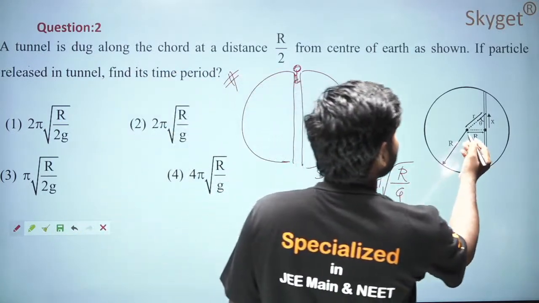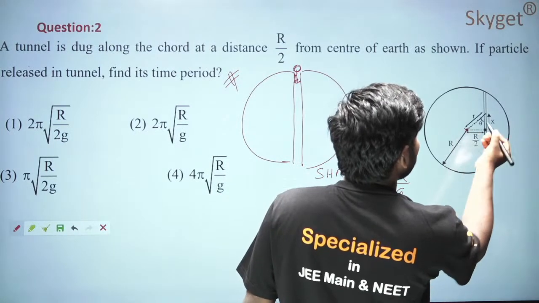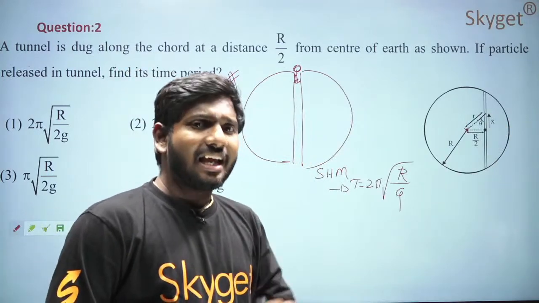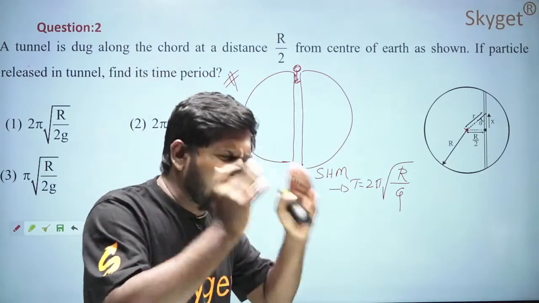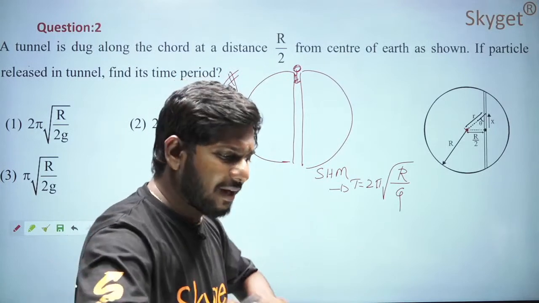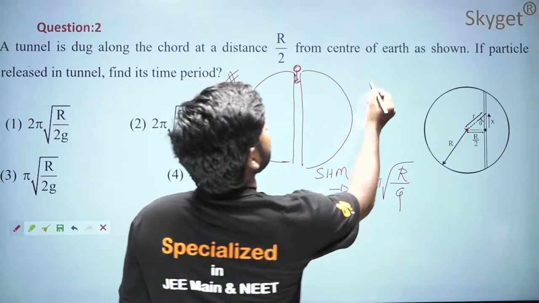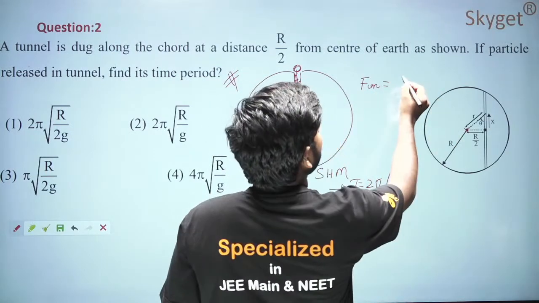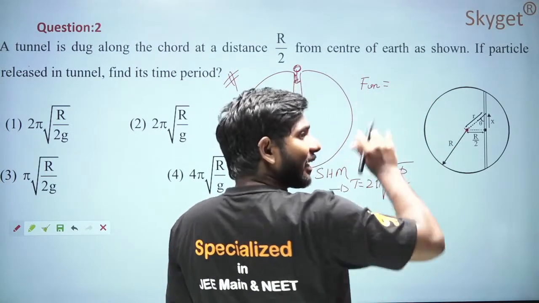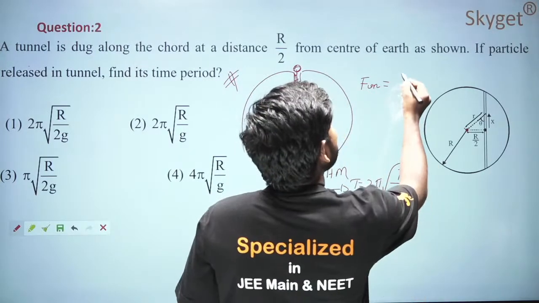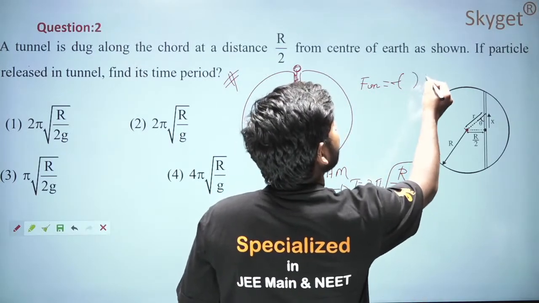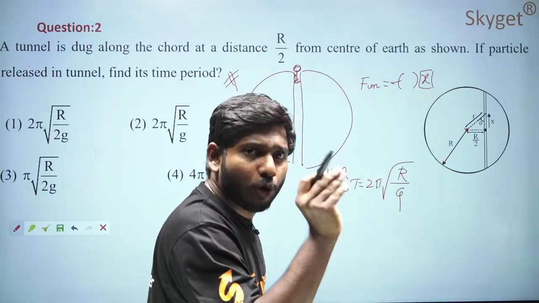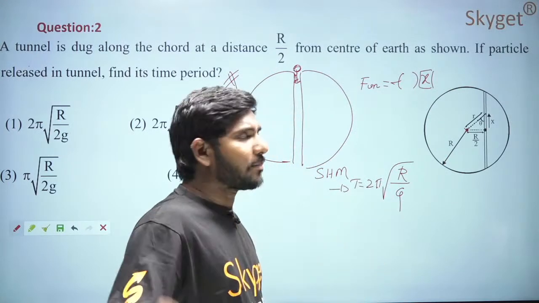So now we need to find out the time period. In simple harmonic motion, if you have studied how to write the time period, the basic concept, if you go by the force method, you need to write the unbalanced force and equate it in such a way that you will get something into minus of something into x.